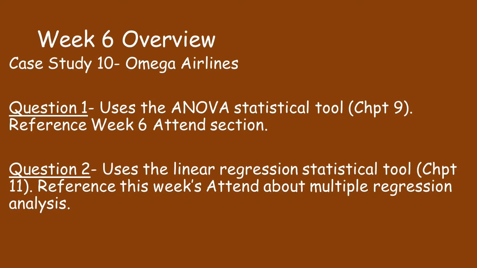The other question in the case study is from material that's covered in chapter 11. It uses linear regression statistical tools and involves multiple independent variables. That's all out of chapter 11. So make sure you check out the material in this week's Attend about multiple regression, and then go back to week 6 and check out the material in the Attend section on the ANOVA.